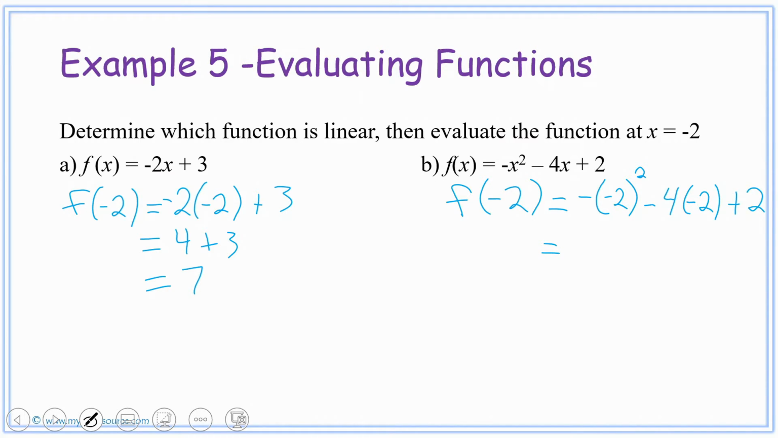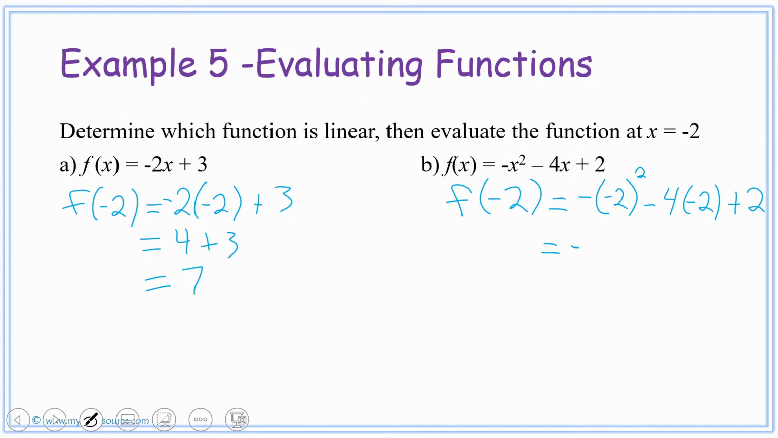All right, so what we do next is, remember the order of operations is to do parentheses first. So you square the negative 2. And when you square the negative 2 in a calculator, make sure you put your parentheses. If you don't, you're going to get the wrong sign. So negative 2 times negative 2 is positive 4.